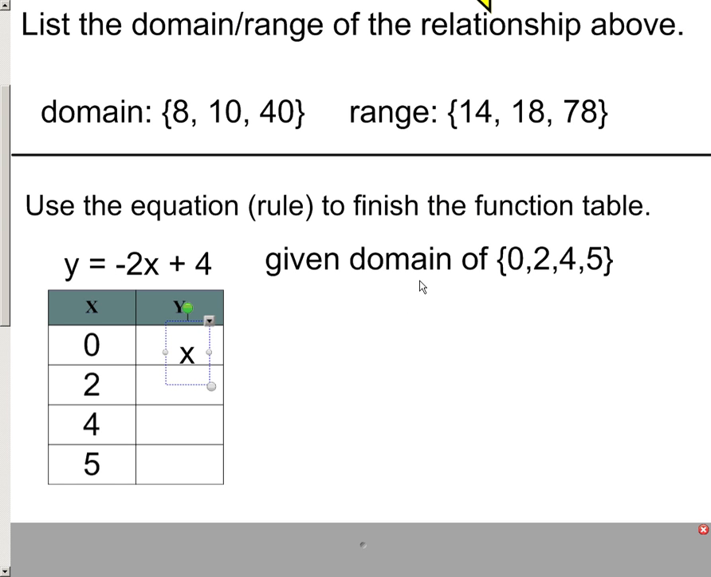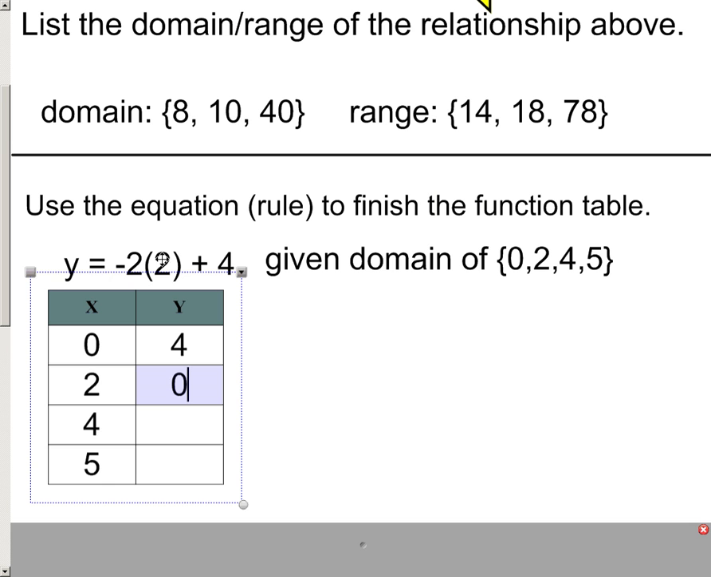Well, domain is just another idea for X, right? So anytime that you see the word domain, you can just reapply the term X right in its place. So our X values are 0, 2, 4, and 5. Okay? So really all it is, go find our range, or go find our Y values. If this X becomes 0 here, then 0 times negative 2 is 0, and 0 plus 4 is 4. If the X becomes a 2, negative 2 times 2 is negative 4, and negative 4 plus 4 is 0, because the Y equals 0.